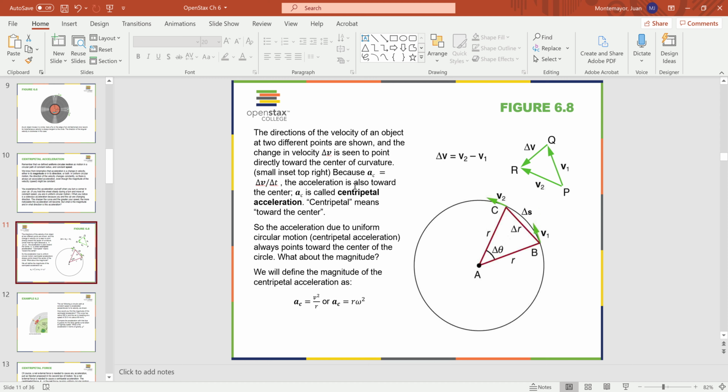So here, the acceleration a_c is equal to delta v over delta t, which is just our centripetal acceleration, the same acceleration we've been talking about. Centripetal means towards the center. So our acceleration direction is always going to be towards the center of the circle. So the acceleration due to uniform circular motion, centripetal acceleration, always points towards the center of the circle. But what about the magnitude?